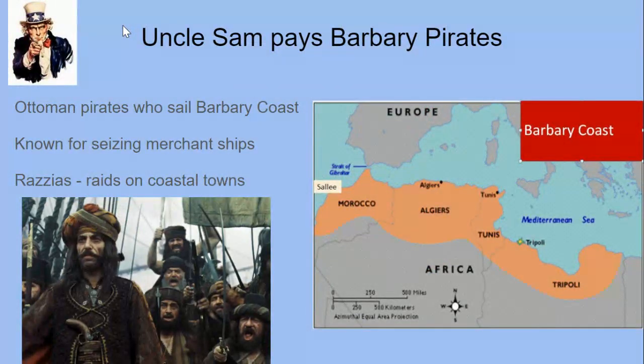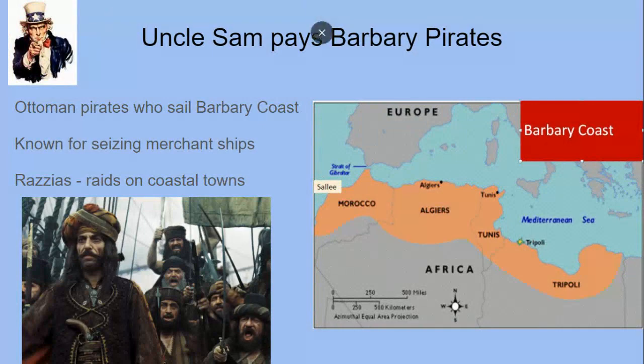Well, so Uncle Sam is going to have to pay the Barbary pirates. Barbary pirates, what does that mean? These are Ottoman pirates who sail the Barbary coast. Okay, they're known for seizing merchant ships and razzias. These are raids of coastal towns.